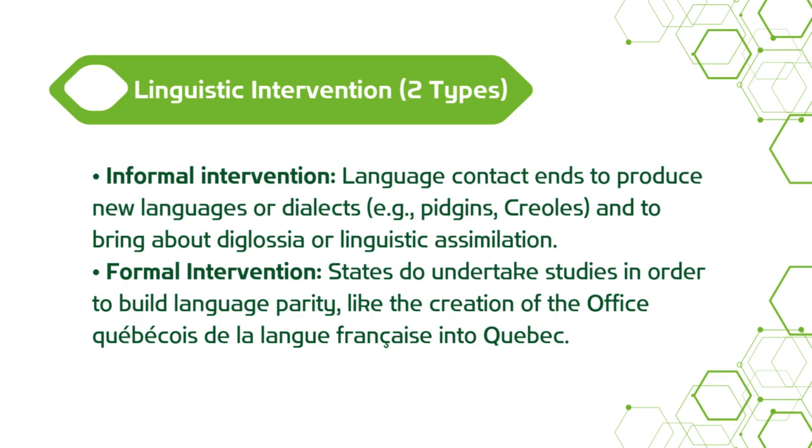There is also diglossia, where two languages coexist with distinct roles, and linguistic assimilation, where one language dominates. These are all common outcomes of informal intervention. Now, let's move on to formal intervention, since language change isn't always organic. So it involves governments actively shaping language use.